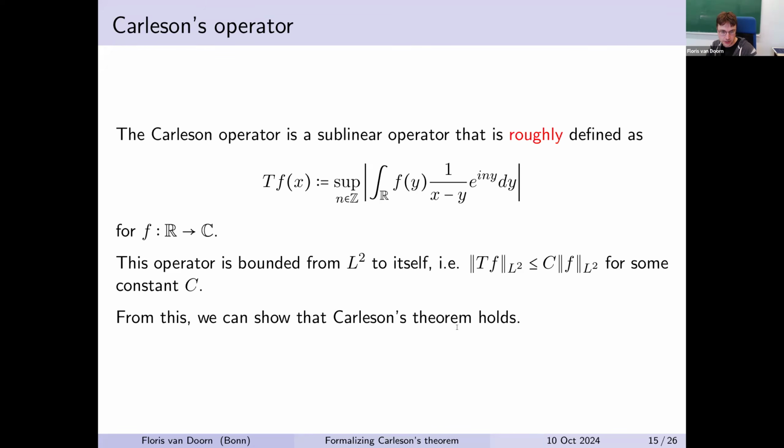And then from this you can show that Carleson's theorem follows from the boundedness of this operator. That is not trivial, so I won't describe it here, but that is what the original proof does, and every proof since has also done. So you want to prove that this operator is bounded.